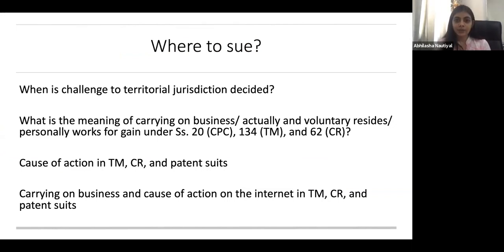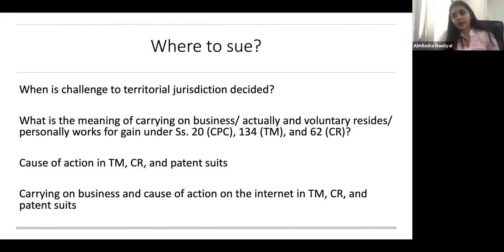So it's important to know, both as a plaintiff and as a defendant, whether the territorial jurisdiction of a court needs to be tested, or is already established and can be sustained in court. This is a very important consideration if, for dispute resolution, you're looking at litigation. The first question is, when is this challenge to territorial jurisdiction decided?